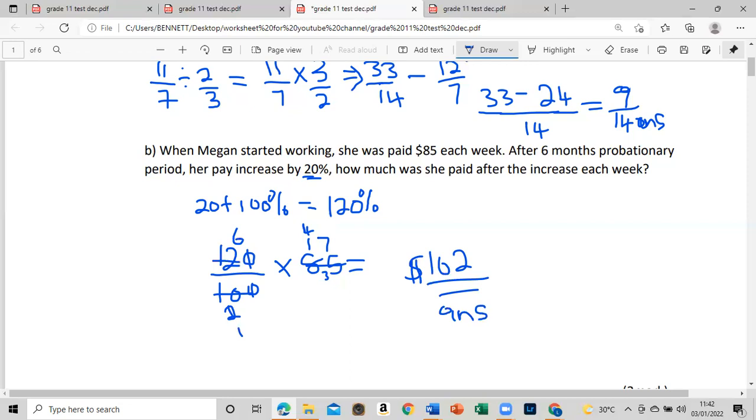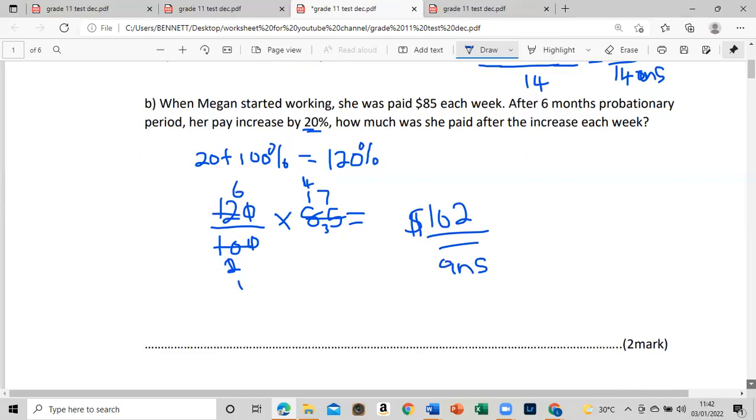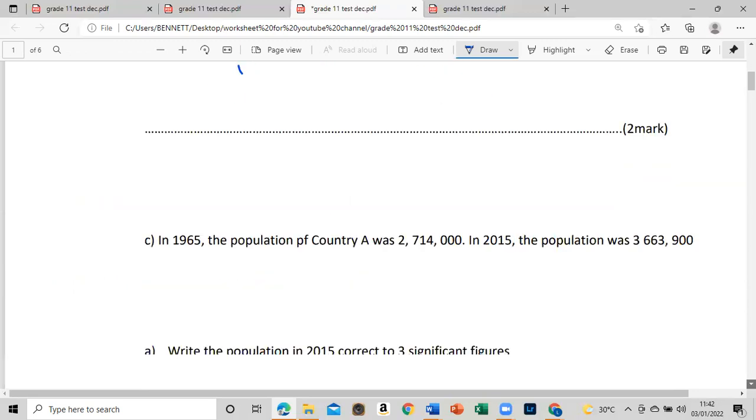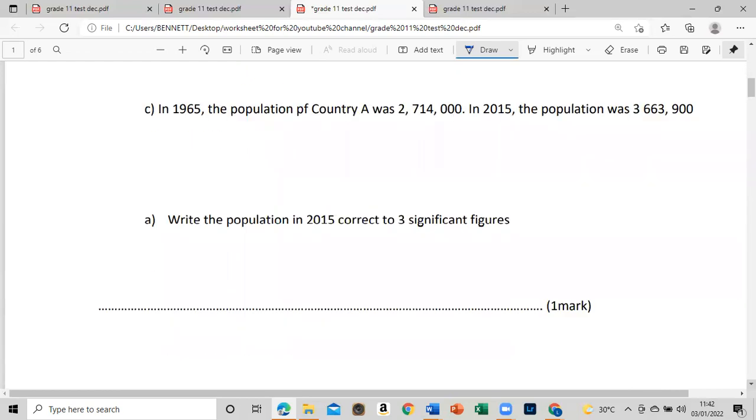Alright, let's go now. 2 marks to be exact. In 1965, the population of country A was 2,714,000. In 2015, the population was 3,006,000. Alright, let's see what they asked us. Write the population in 2015. So this would be this figure right here.